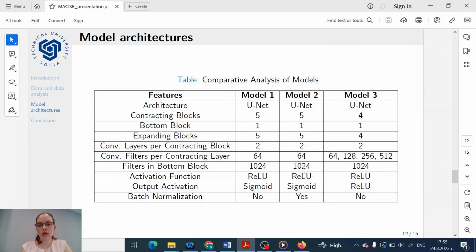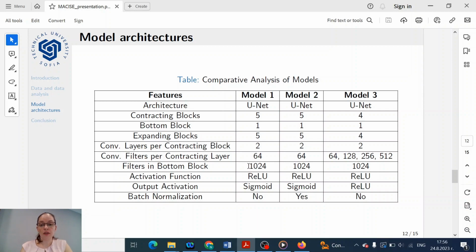And what we propose is three methods, or three models, three model architectures. The architecture for the three models is the same, it is U-Net. And what are the similarities? As activation function, we usually use a ReLU function, and in the first bottom block we have 1024 filters. After that, where are the differences?